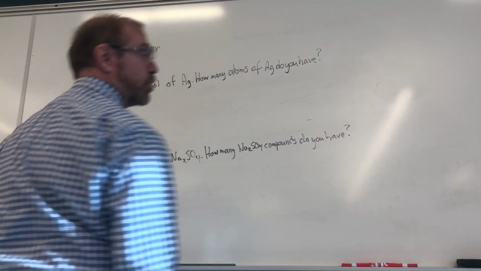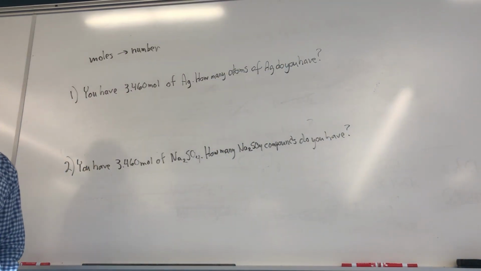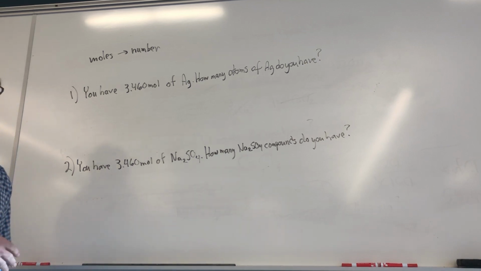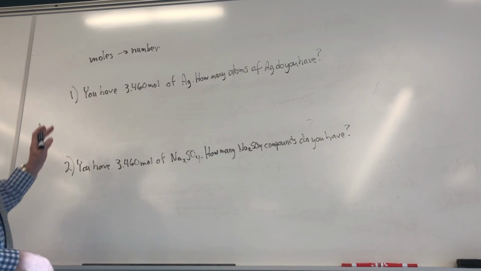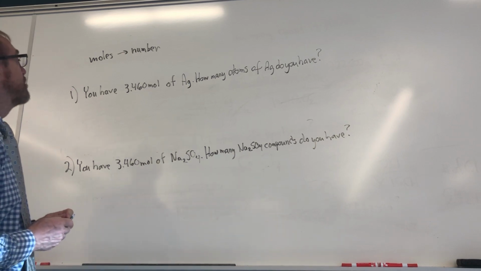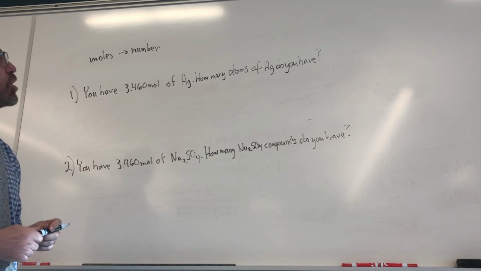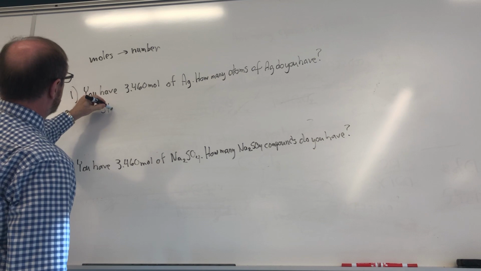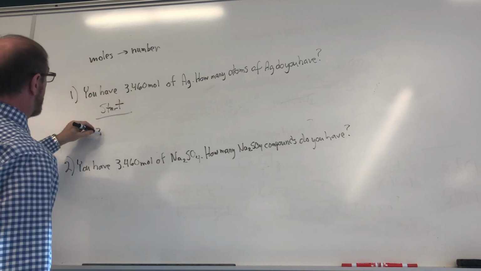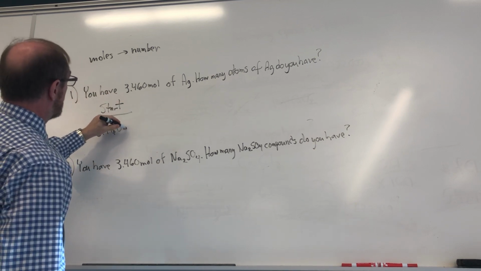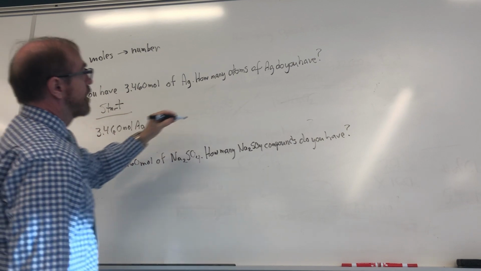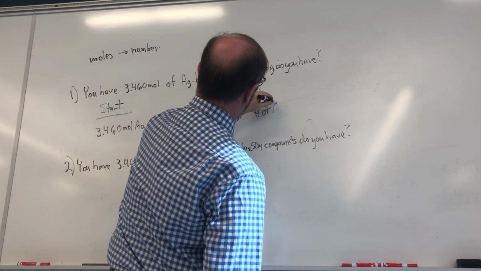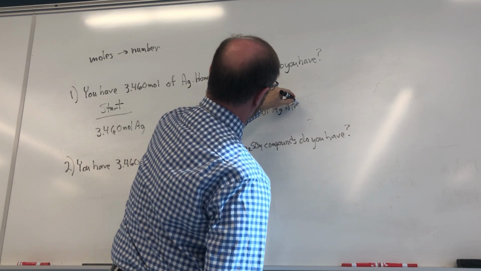Okay, in this short video, we're going to show how to go from moles of an element to the number of atoms, or moles of a compound to the number of compounds. So the first one you can see we have, again, 3.460 moles of silver. So the question is, how many atoms of silver do we have? So let's see, we're starting with 3.460 moles of silver, and we're ending with number of silver atoms.